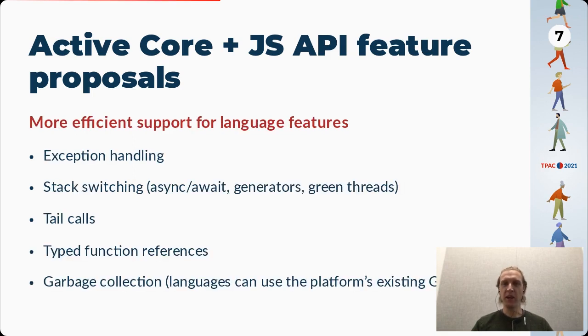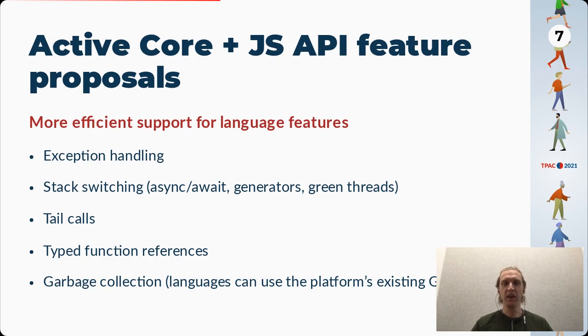Secondly, we're wanting to enable efficient support for more language features. So this includes some basic things like exception handling, also stack switching, which is a primitive that can be used to build several different kinds of capabilities on top of. And probably the biggest one is garbage collection.